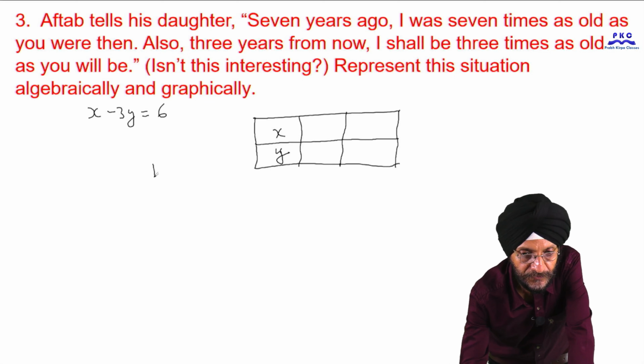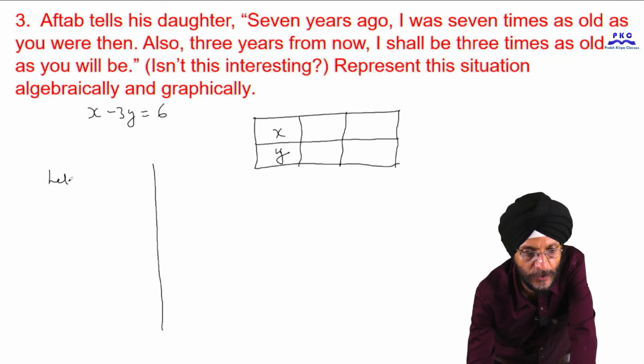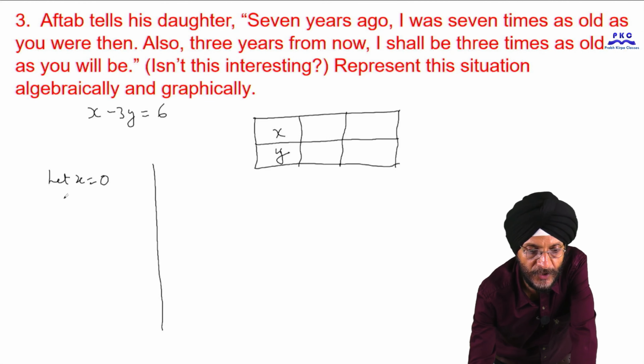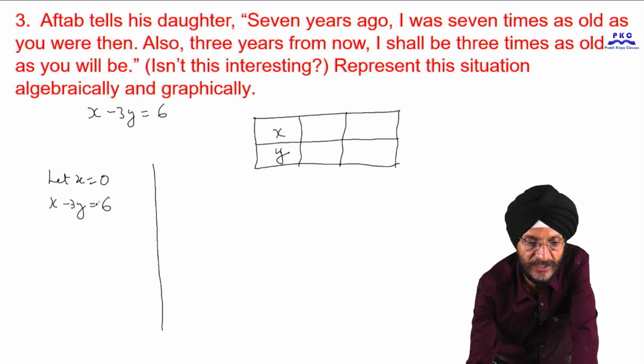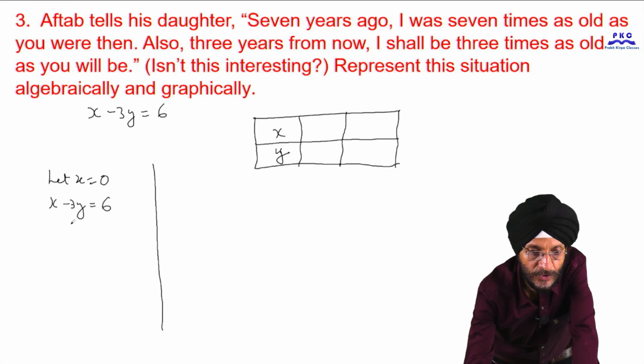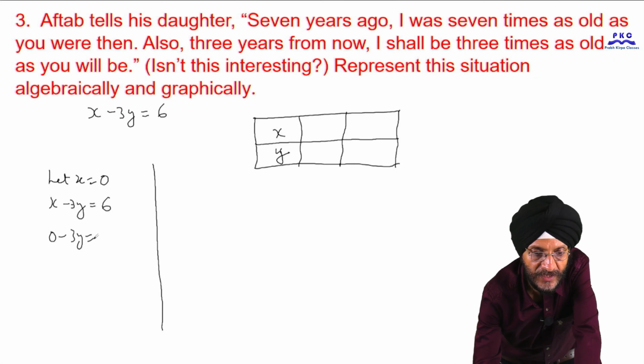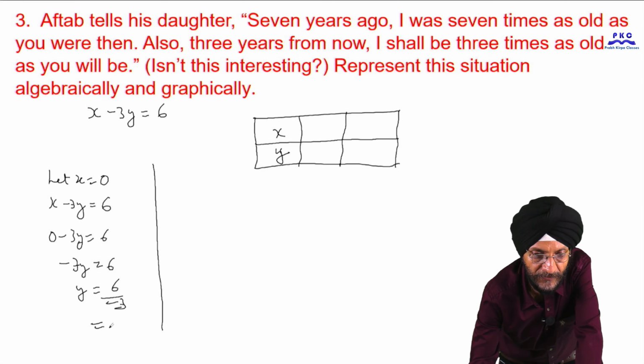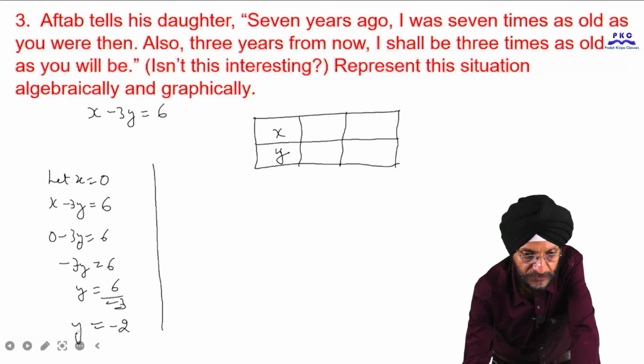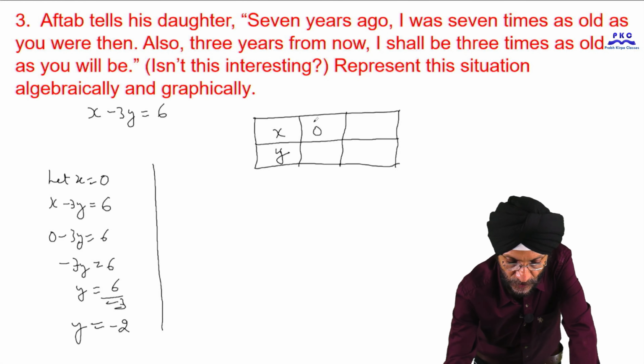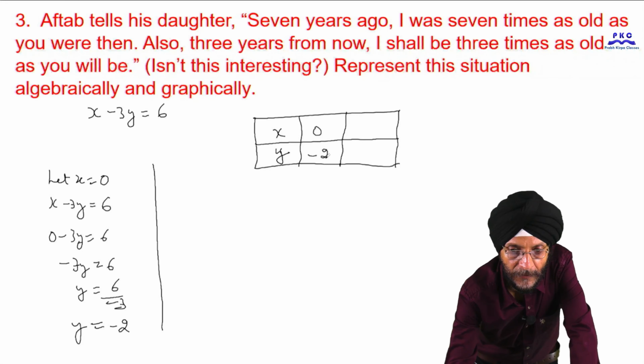So now we will again take two scenarios. Let x is equal to 0. This is the linear equation. So now when x is equal to 0, we will fill in the values. It will become minus 3y is equal to 6. Y is equal to 6 divided by minus 3, so y is minus 2. So when x is equal to 0, y is minus 2.